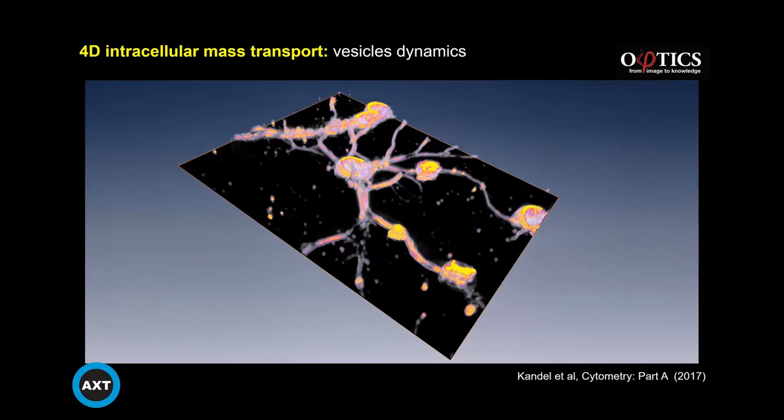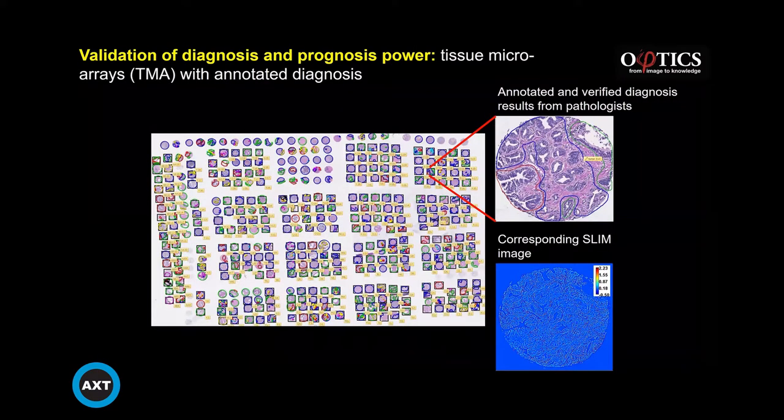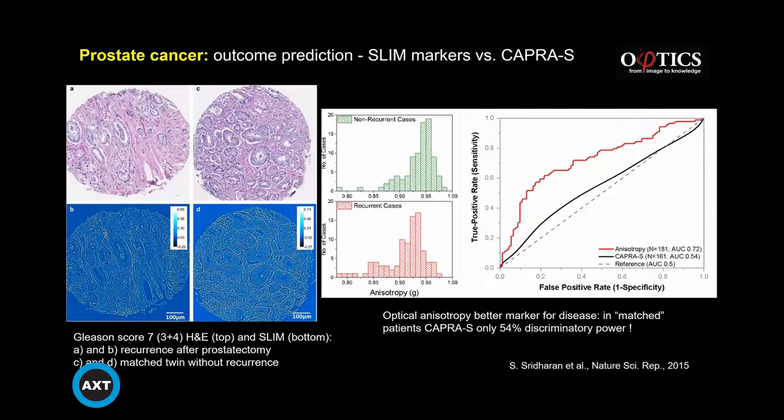culture. Another kind of samples that SLIM is widely used to measure are tissue microarrays for cancer diagnosis. And you can scan a large number of tissues in these tissue microarrays, and then use SLIM markers as an indicator for outcome prediction. And a number of recent papers have shown that the SLIM marker actually has a very good prediction power compared to the typical prediction powers for CAPRA-S, for example, which is a typical indicator.